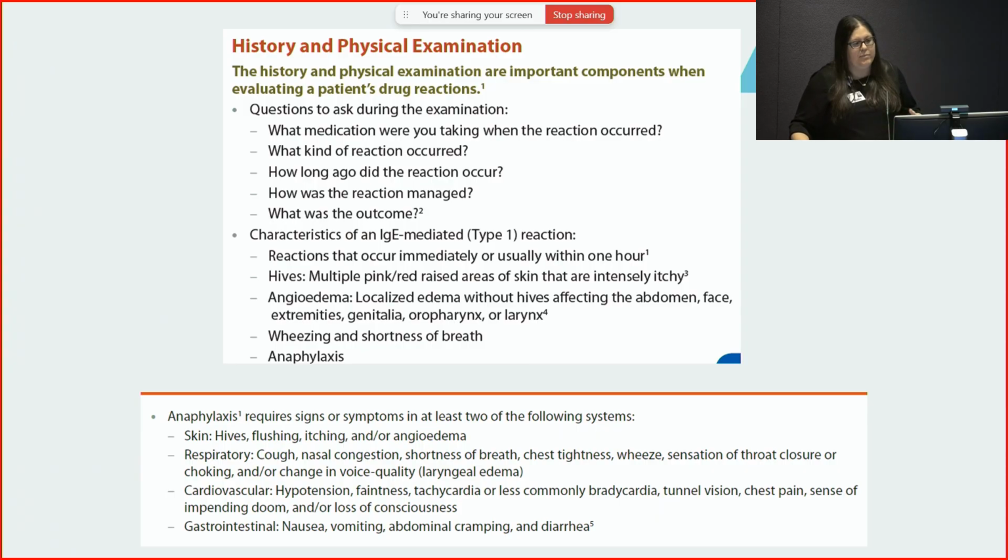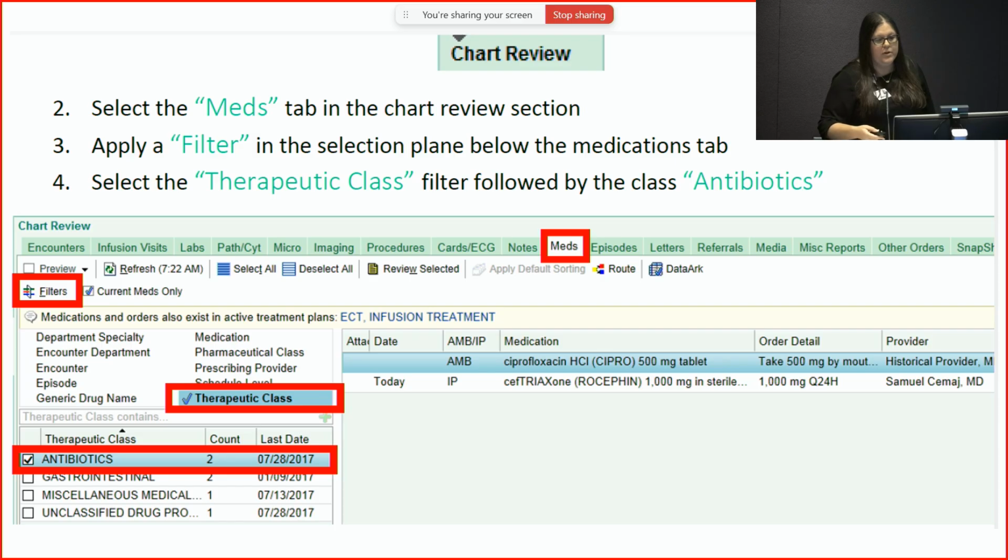If you don't have the patient available, doing a thorough chart review to find out the type of reaction they might have had, and other antibiotics they may have already received with no reaction, is a very important part. Here, we use EPIC. This is a snapshot of someone else's EPIC, but as a reminder, if you do a deep dive into the chart to determine what other antibiotics the patient had, you can go to the meds tab, filter by therapeutic class, pick antibiotics, and find that information much more quickly.